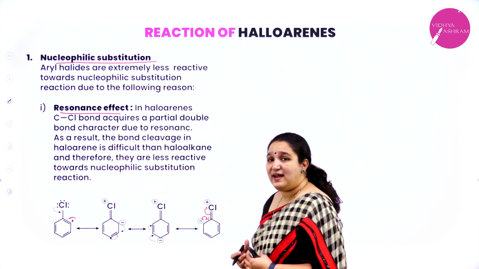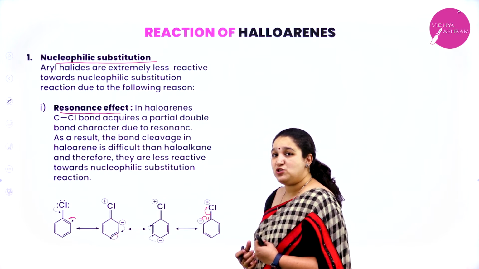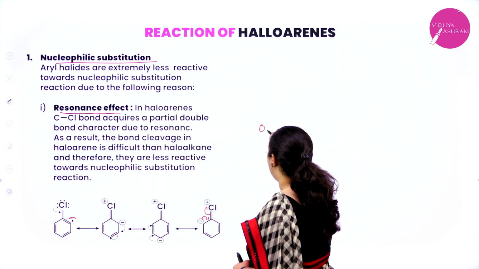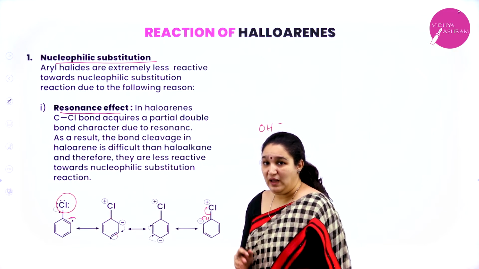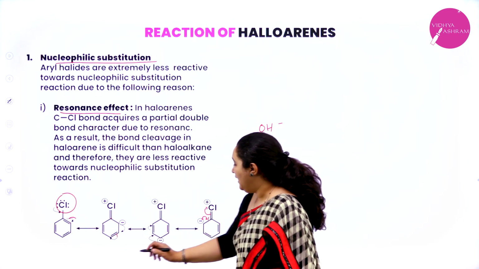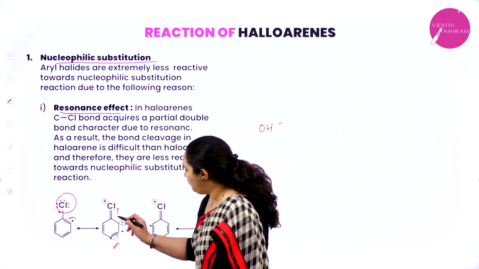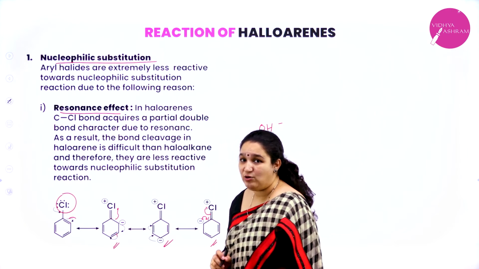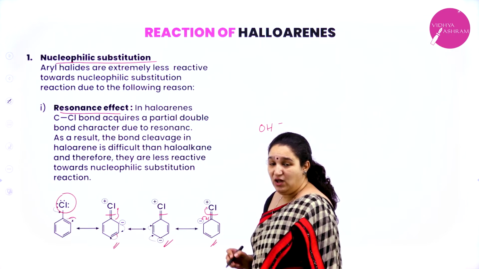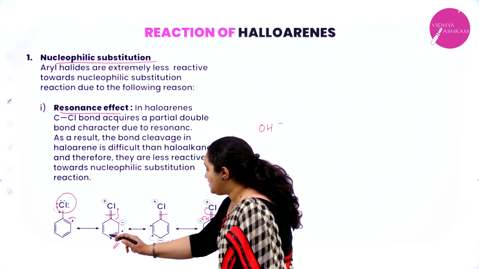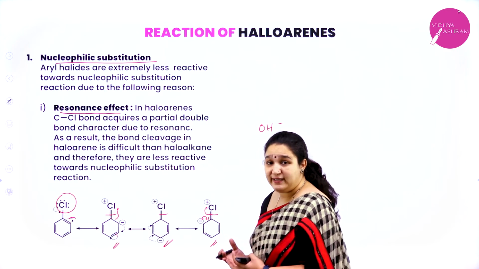Here, why exactly is nucleophilic substitution reaction difficult? In nucleophilic substitution reaction, what happens? The nucleophile, for example OH minus, has to substitute the halogen. But if you see the resonance structures 1, 2 and 3, you can see there is a double bond character between the carbon and the halogen atom. So it is much more difficult to break these bonds. Correct? Also, you can see there is a negative charge moving around in the benzene ring, and the nucleophile is also negatively charged.